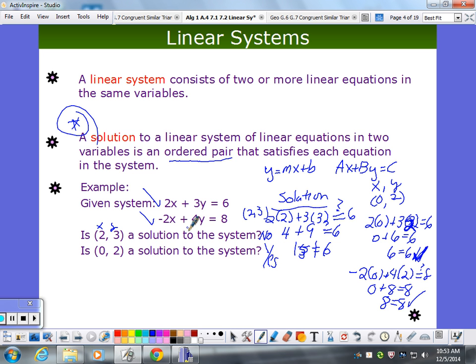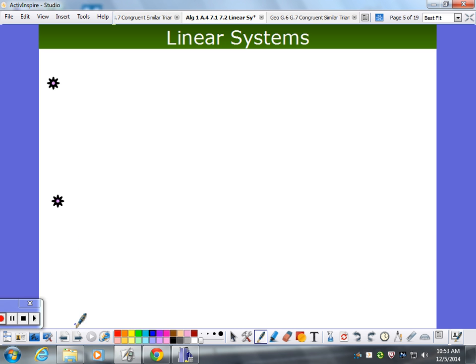If you were to graph these two lines, you know where they'd intersect? At (0, 2). Just like in our warm-up, you have those places where they're intersecting. Just like with our phone plan. Everybody with me? Good. All righty.